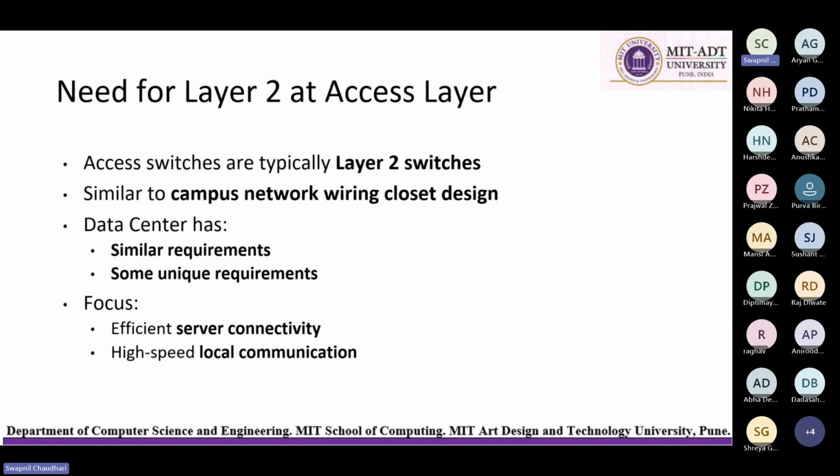Layer 2 is preferred at the access layer for three reasons. The first is fast communication, the second is a simplified design, and the third is efficiency. This fast, simple, and efficient connectivity makes it an ideal choice for server communication in data centers.